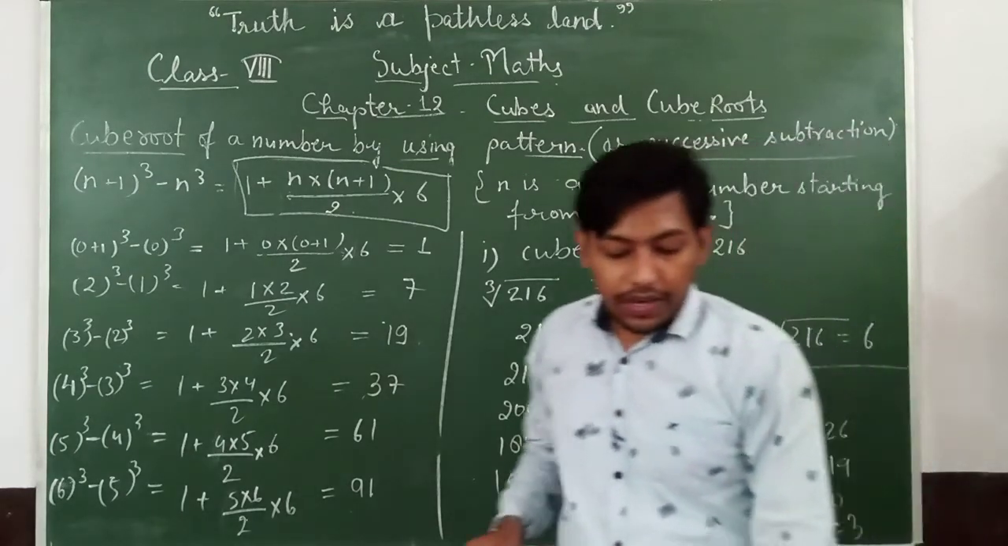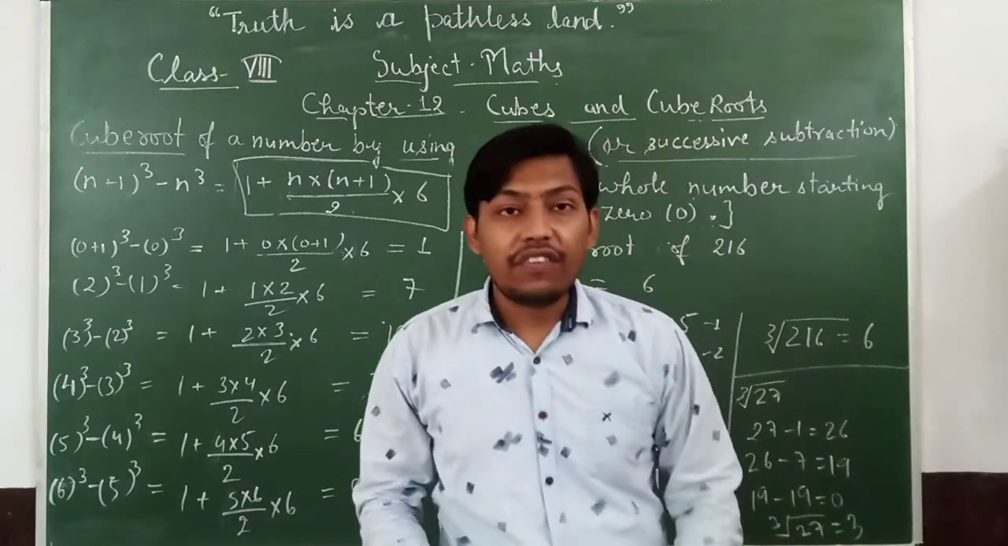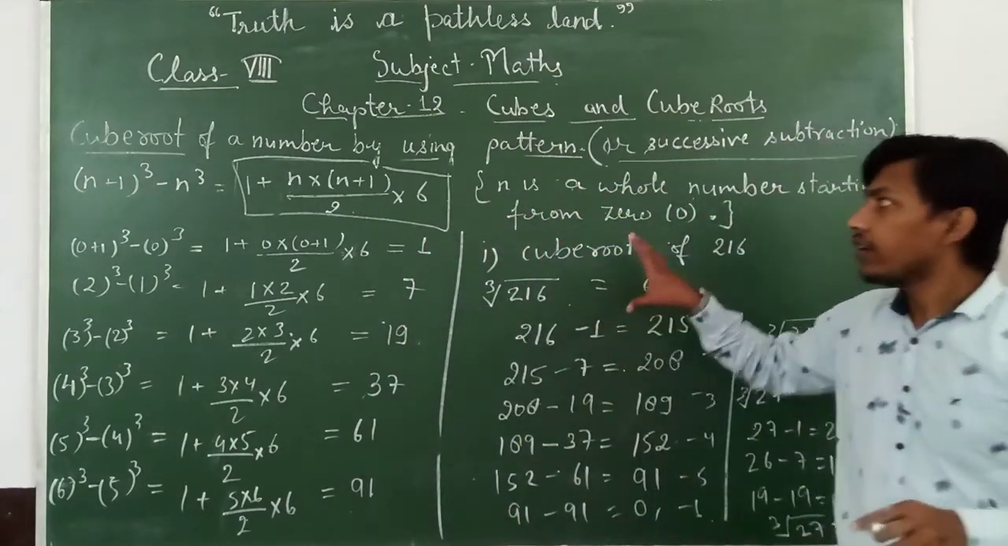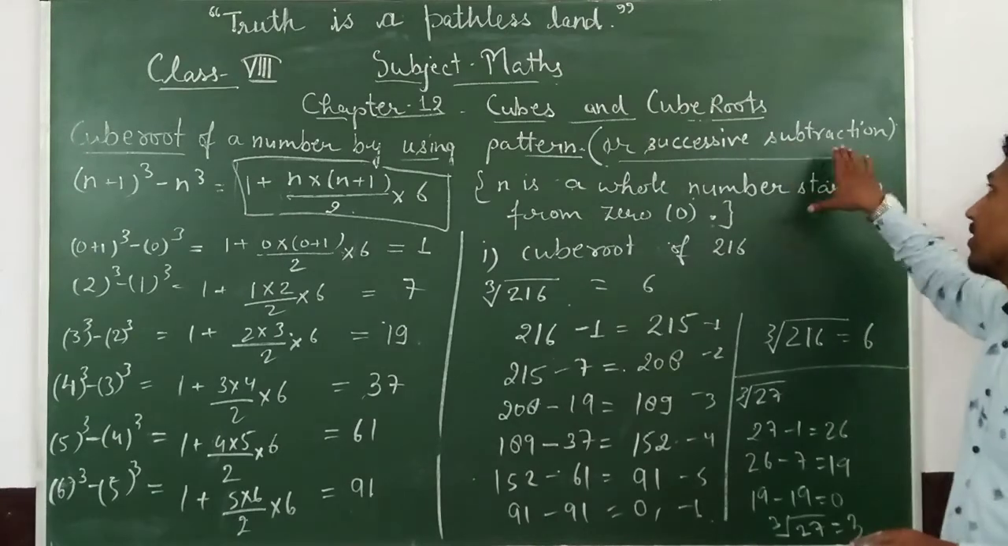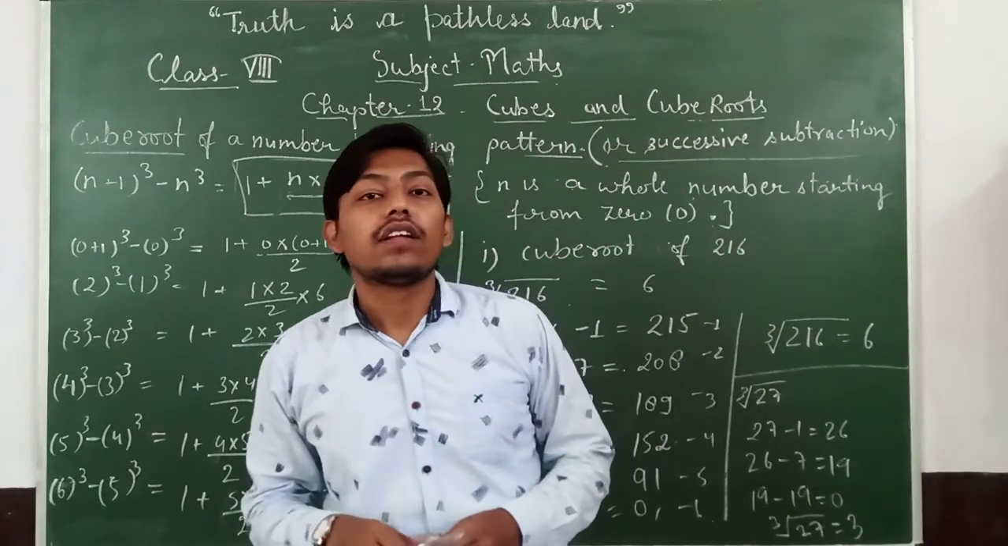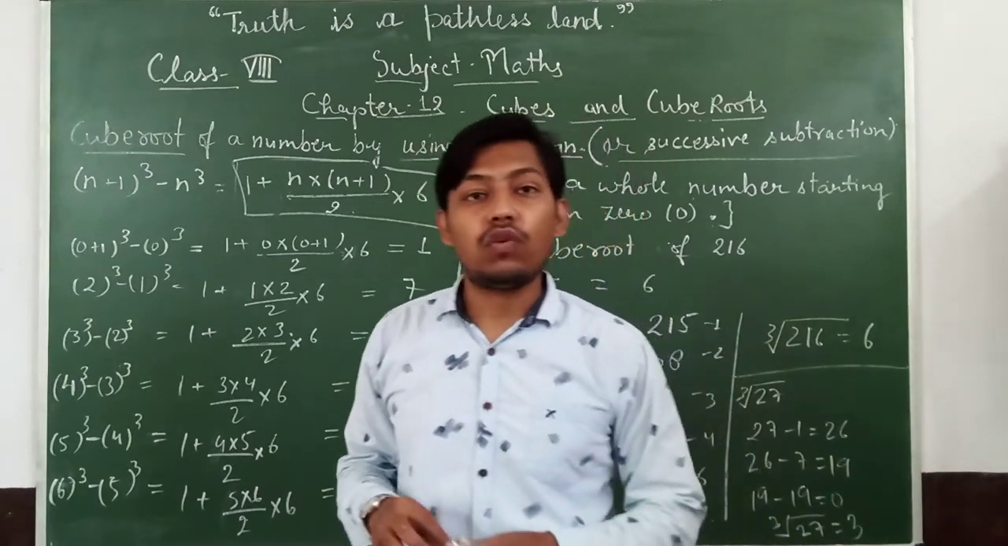So, by this process, we can find the cube root of any number by using the pattern of successive subtraction. In the next video, we will discuss the sums of exercise 12b.